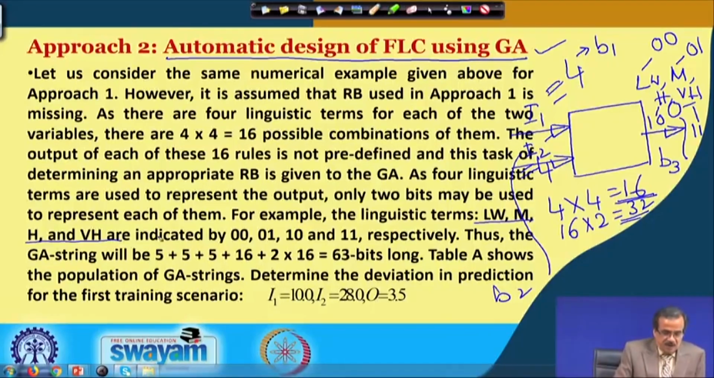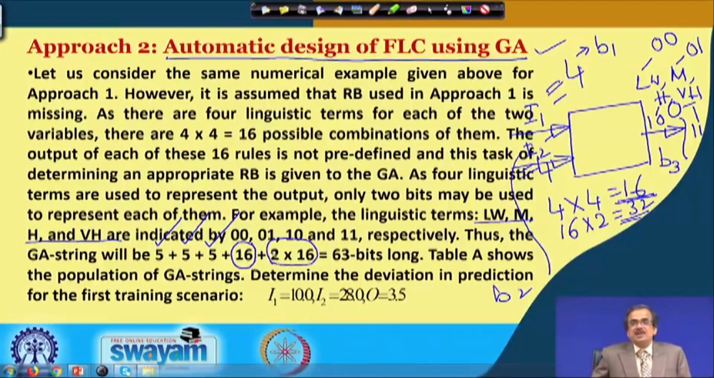Now, if you see, we are assigning 5 bits to represent B1, 5 more bits to represent B2, and 5 more bits to represent B3. Then there will be 16 bits to represent the 16 rules, like the presence or absence of a rule, and 2 multiplied by 16, that is 32 bits, to represent what should be the output for the 16 rules. So, we have 5 plus 5 plus 5 plus 16 plus 2 into 16. In total, we have 63 bits.